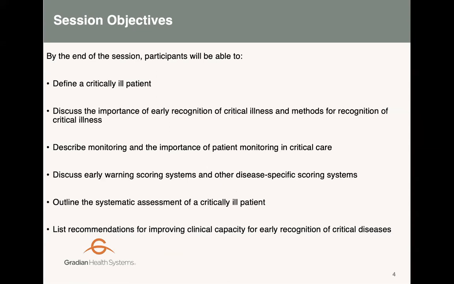We'll also discuss monitoring, as well as the importance of patient monitoring in critical care. We'll also discuss the early warning scoring systems, one of the tools that we use to recognize early signs of patient deterioration in different clinical settings. And we'll also briefly discuss some of the disease-specific scoring systems that are used in the care of critically ill patients. We'll also outline a comprehensive or systematic assessment of a critically ill patient. And then last but not the least, we'll go through some of the recommendations for improving clinical capacity for early recognition of critical illness.